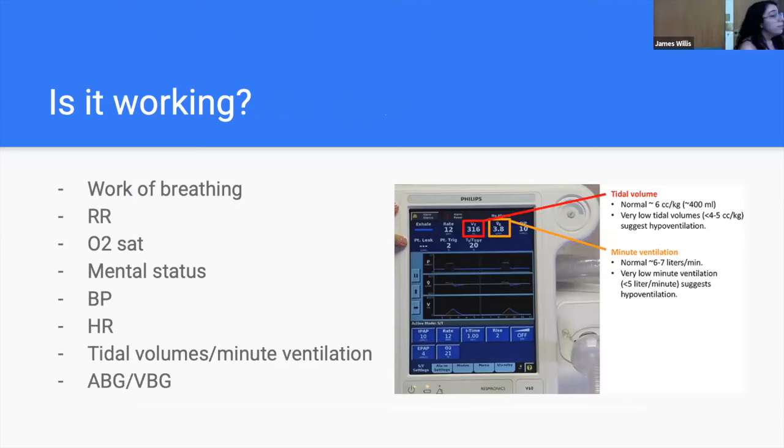So I have it on. Is it working? Is it worth continuing, or do I need to scrap it and intubate the patient? So frequent assessments are going to be key here.